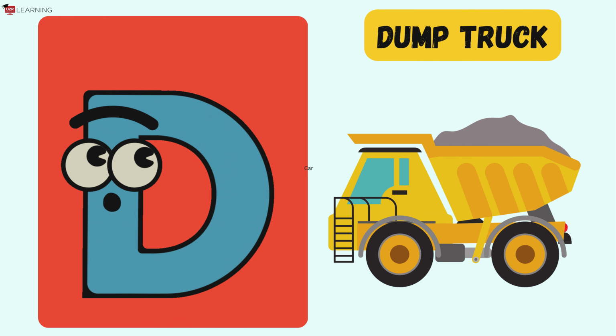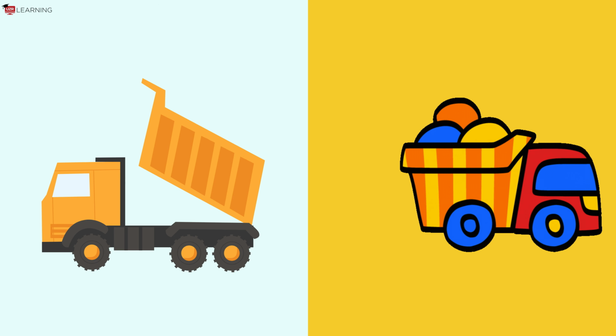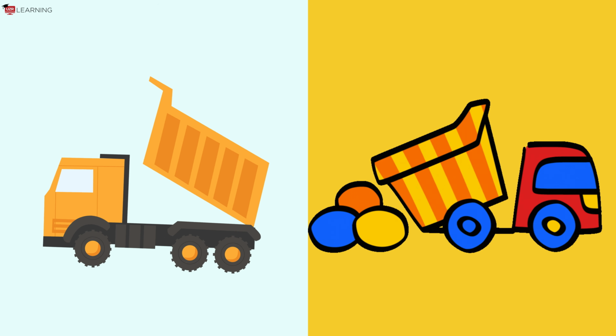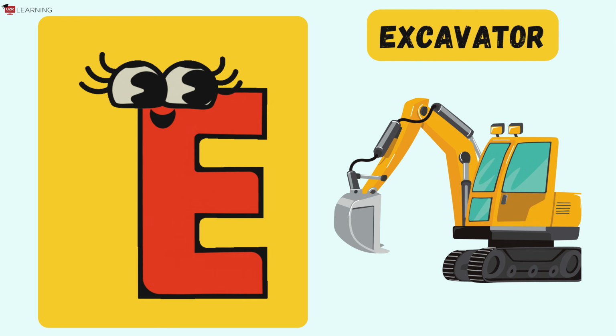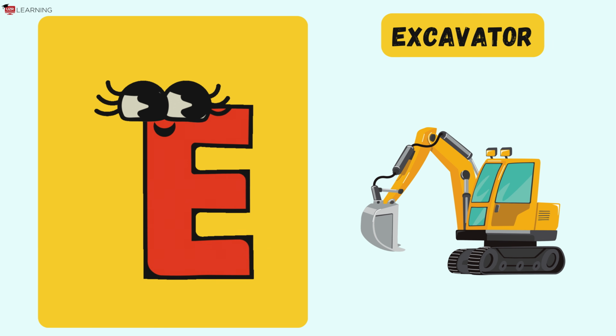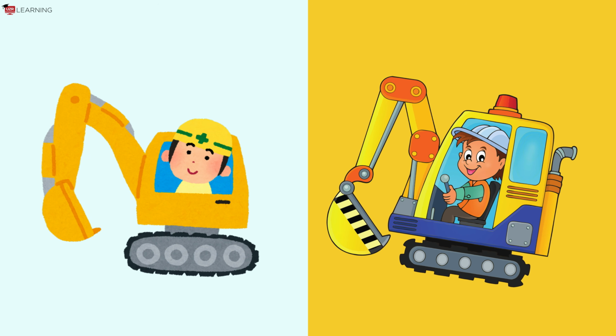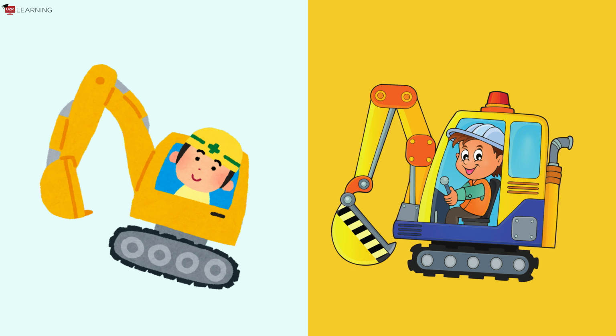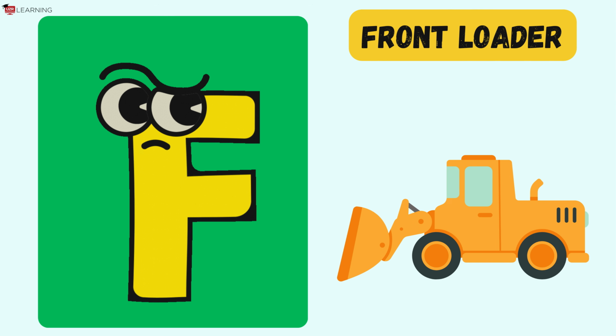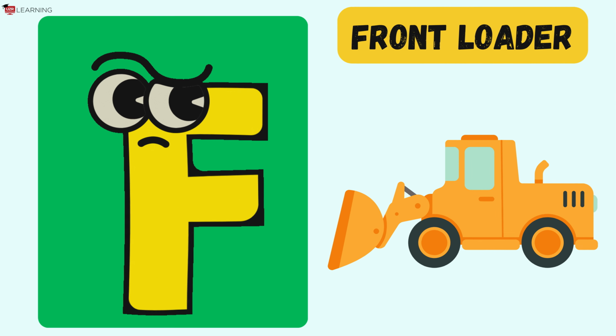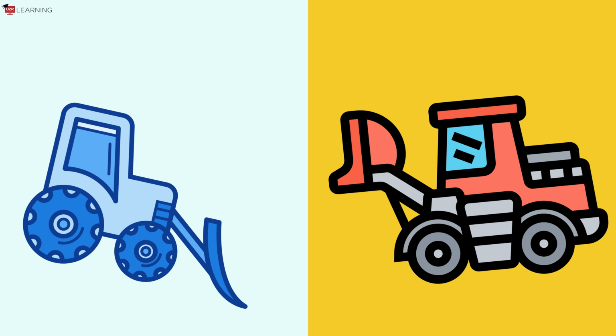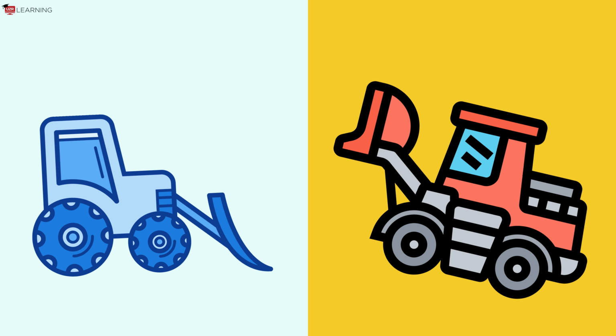D is for dump truck, dump truck. It hauls heavy loads of dirt and rocks. E is for excavator, excavator. It digs deep holes with its big bucket arm. F is for front loader, front loader. It scoops up soil to clear the way.